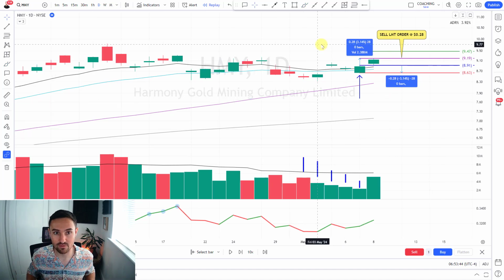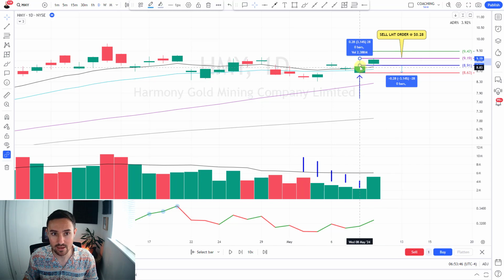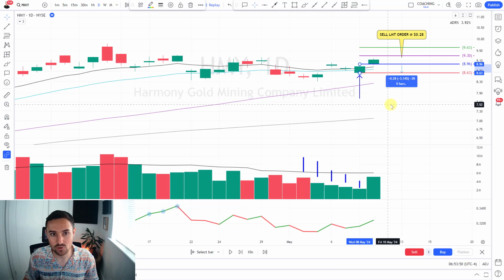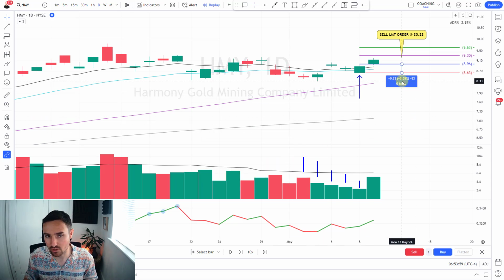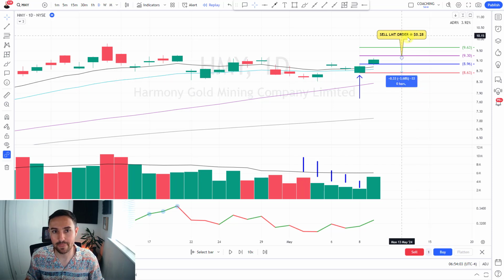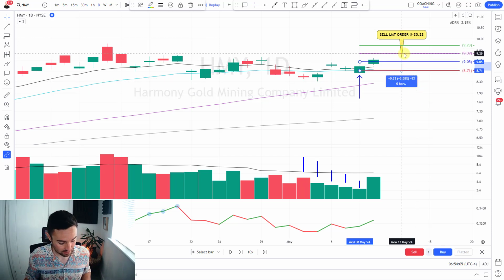Let's just play this one forward a bar. So if we play this forward like this, let's say we get filled up here, just on the open, at $8.96. We'd want to adjust our stop loss up as well, so then we can see our risk. Our risk on the trade, let's say, is 3.68%.